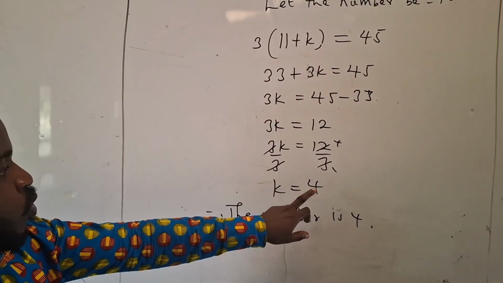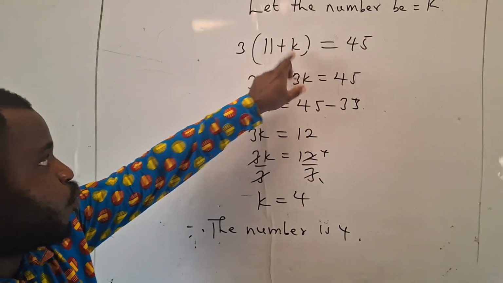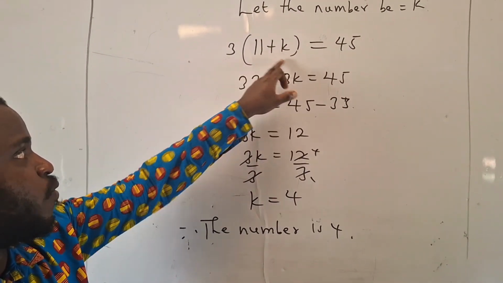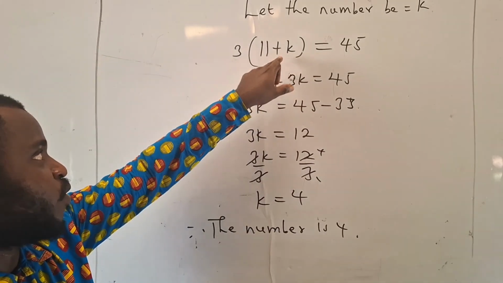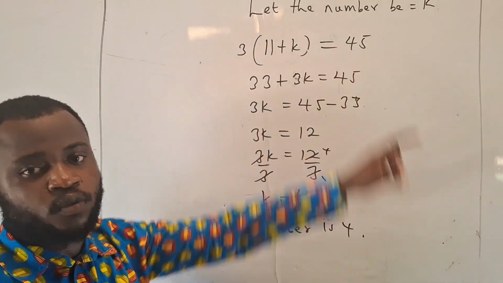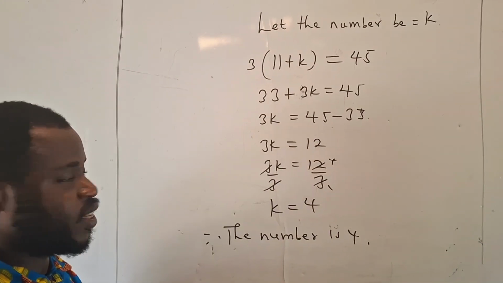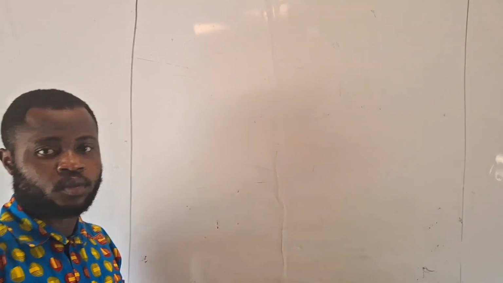And let's see, now when we put 4 inside the equation, when you put 4 here, and you add it to the 11, you are going to get 15. And when you multiply 15 by 3, you are going to get what? 45. So this shows that our answer is correct. So we are taking the next question.